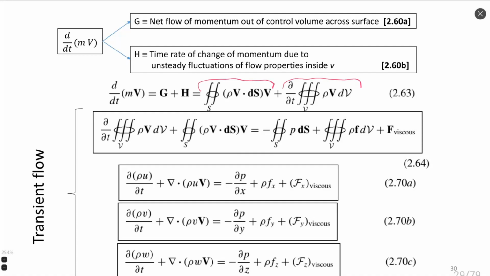Now we combine the left and right side of the equation, combining forces and the rate of change of momentum in time. We obtain this equation 264 in its general form, in integral form. Of course, this equation can always be simplified. We will see very soon how it can be simplified for stationary flow.